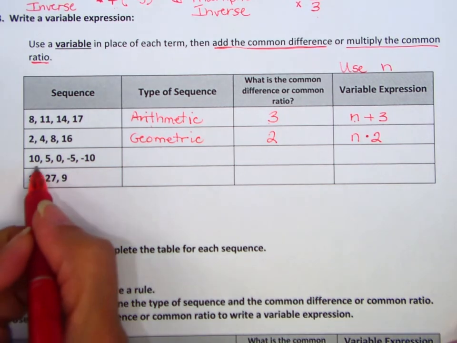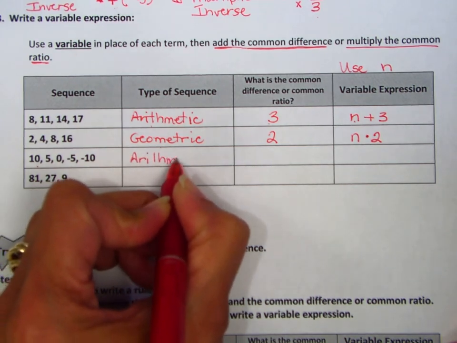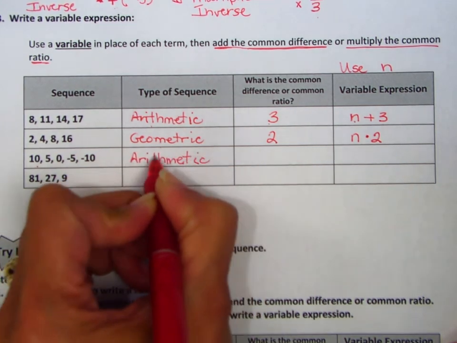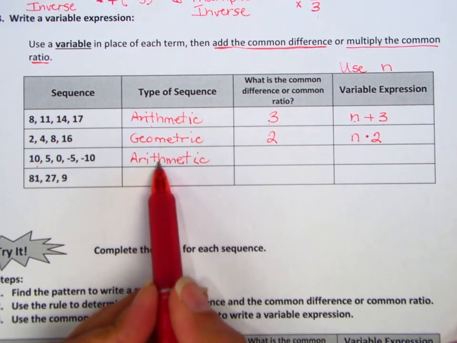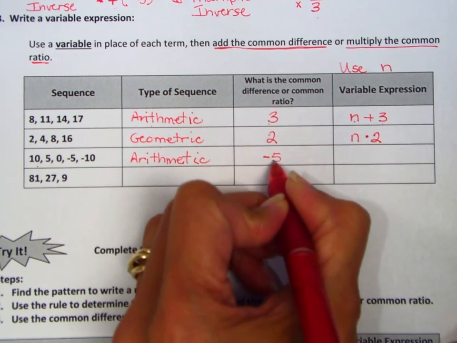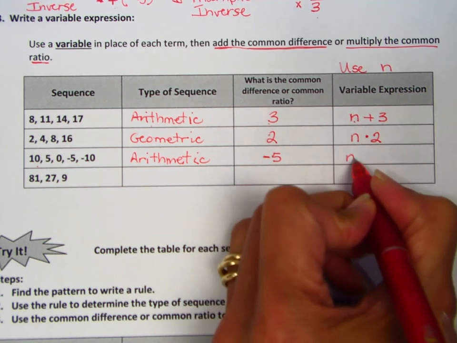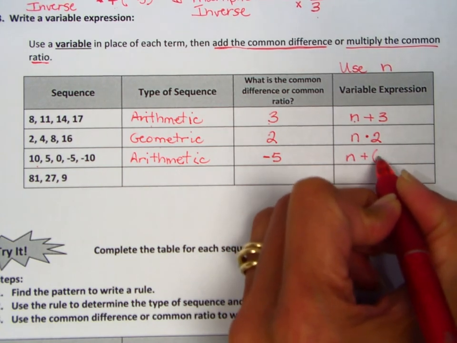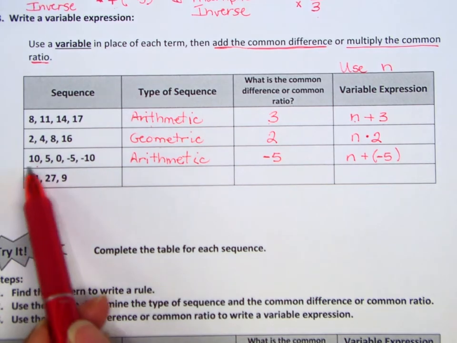On the next one, we figured out this was an arithmetic sequence, and the common difference was a -5. We're adding a -5. So we take our variable and we can add a -5 to any number in that sequence.